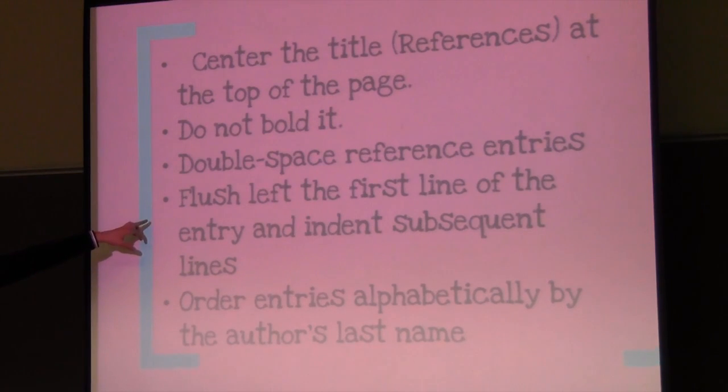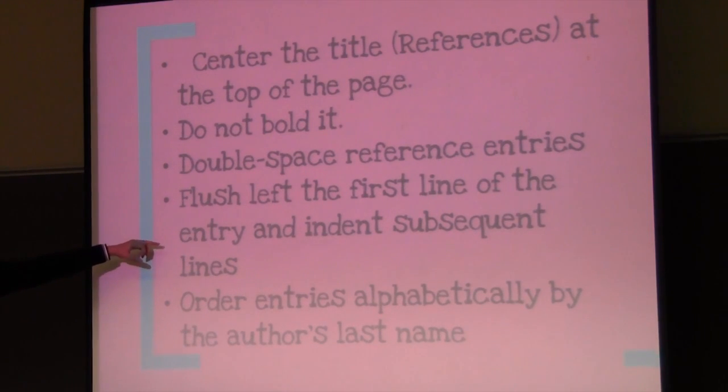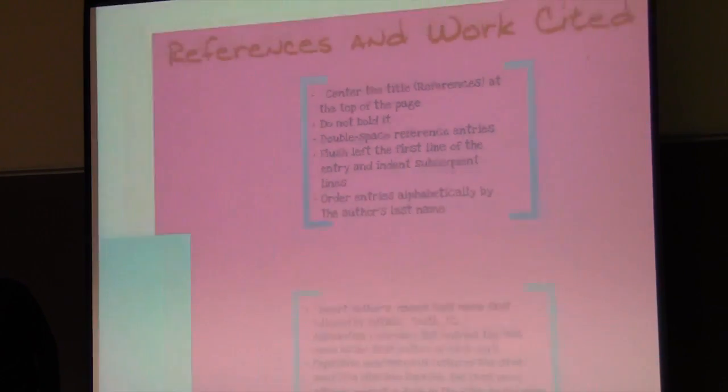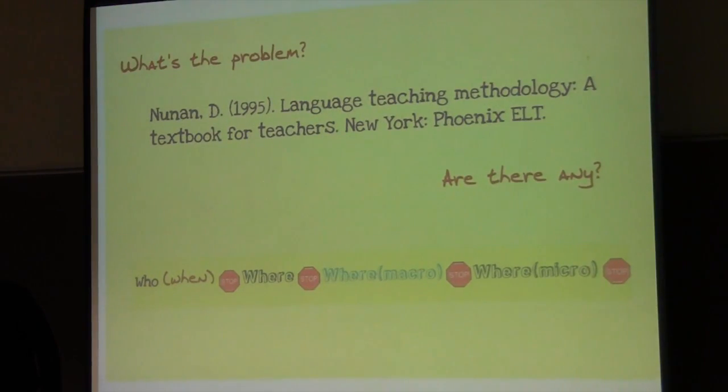Let's see. Flush left, first line entry, indented subsequent lines. That means hanging indent. So the first line hangs out, the second line goes in. And then order entries alphabetically by the author's last name. Okay, so that's the basic stuff. So here we've got a format for just a basic source.